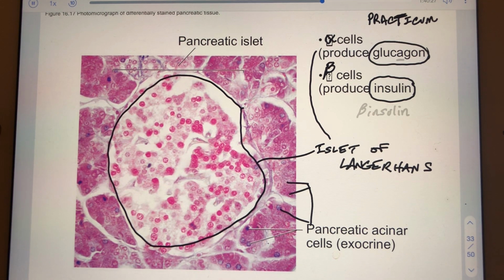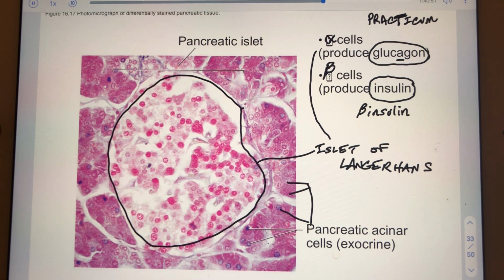And I can remember that because alpha is essentially the letter A, and only glucagon has an A in it. Insulin does not. And then I also do something silly. Good old Insulin. You do what you have to do.